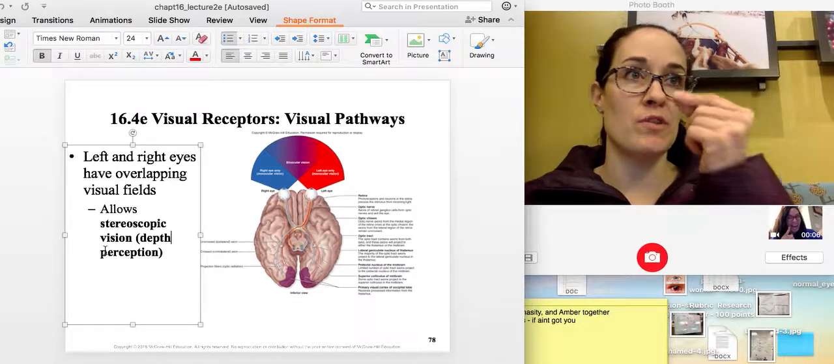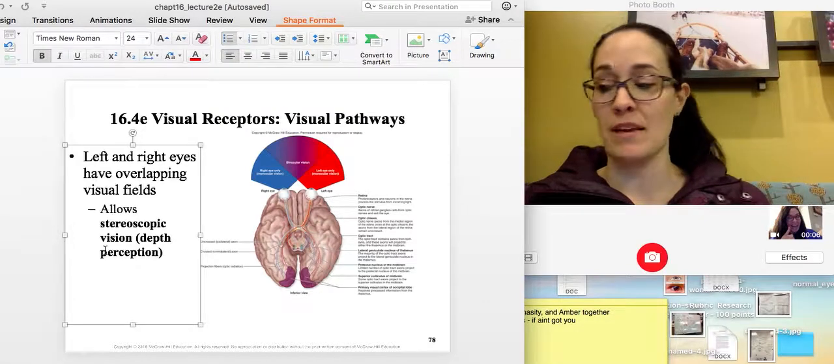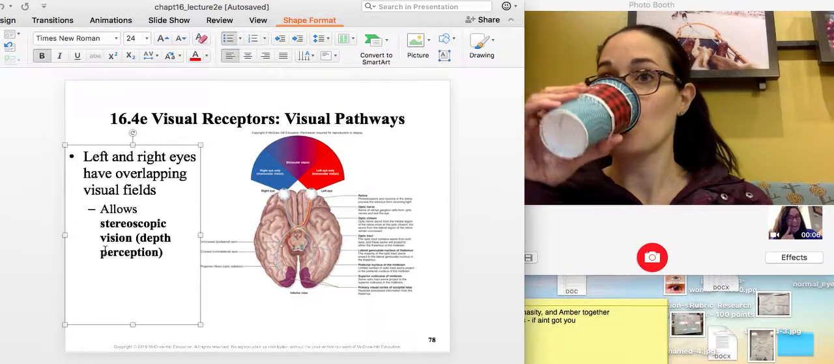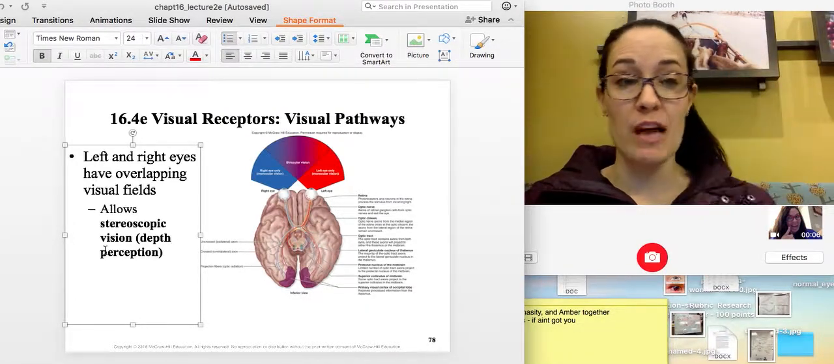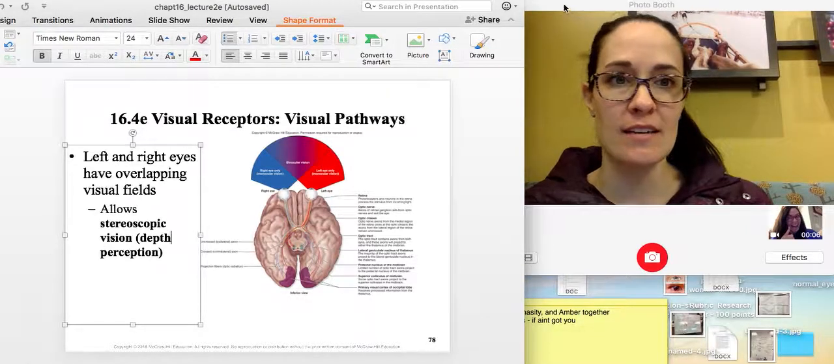So we are able to determine how close something is when we're looking at it and how far away something is. Like my coffee is very close, but those flowers are further away. That's depth perception. And that is the end of this section.